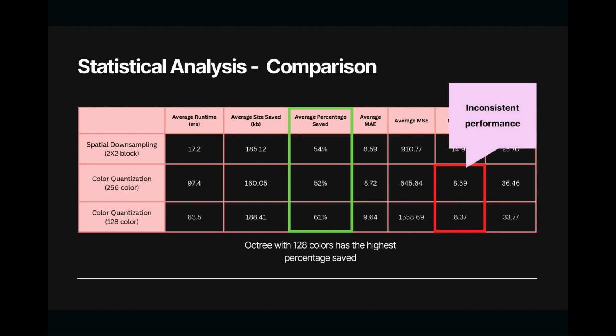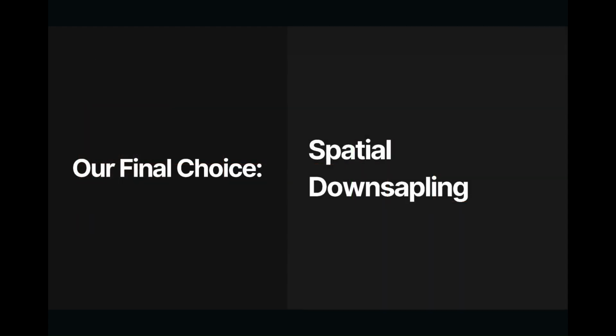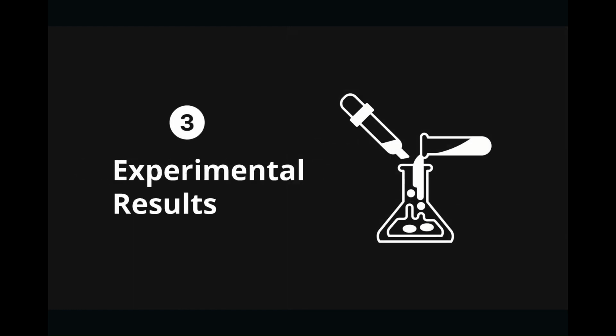However, our team chose spatial downsampling as color quantization exhibits inconsistent performance, occasionally producing degraded images that are unrecognizable after decompression. Therefore, we have decided on spatial downsampling as our main algorithm to focus on. To improve our algorithm, we experimented with different optimizations.